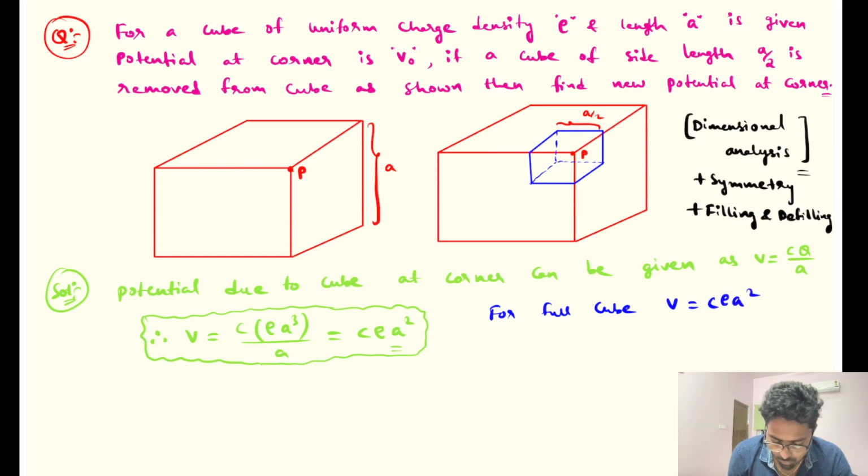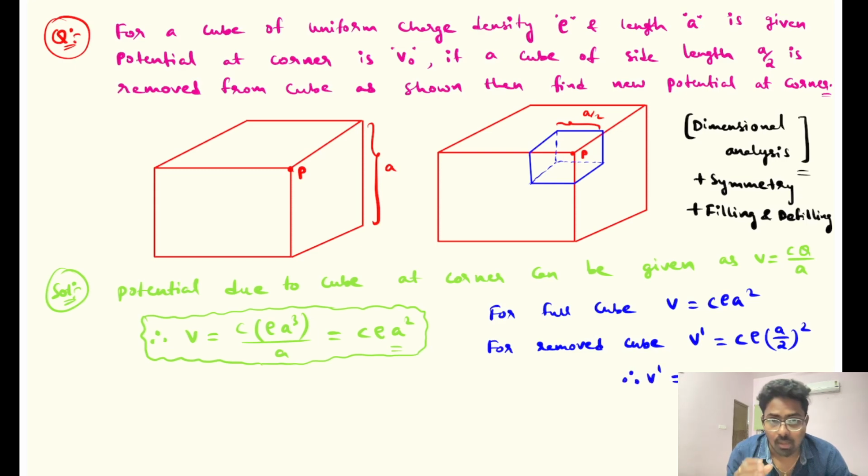Then for the removed cube, you can't call it a half cube, for the removed cube with side length a by 2, let's say the potential is v dash. c is a constant and rho is a constant, the same charge density, but the side length is a by 2. So the potential v dash due to that small cube of side length a by 2 at the corner will become, as you can see, c rho a square by 2.